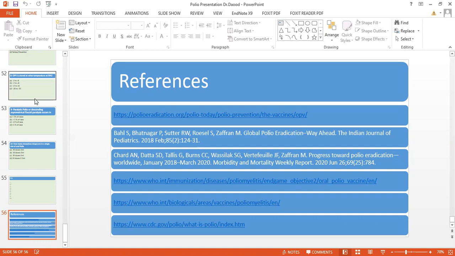One of the strategies that we have advocated very well in different meetings is having more emphasis on IPV. That is a killed vaccine for polio. It is given in the form of injections, and it is one of the vaccines that can produce good results. The second important thing is vaccine diplomacy. I would ask my students if anybody can tell us more about vaccine diplomacy.